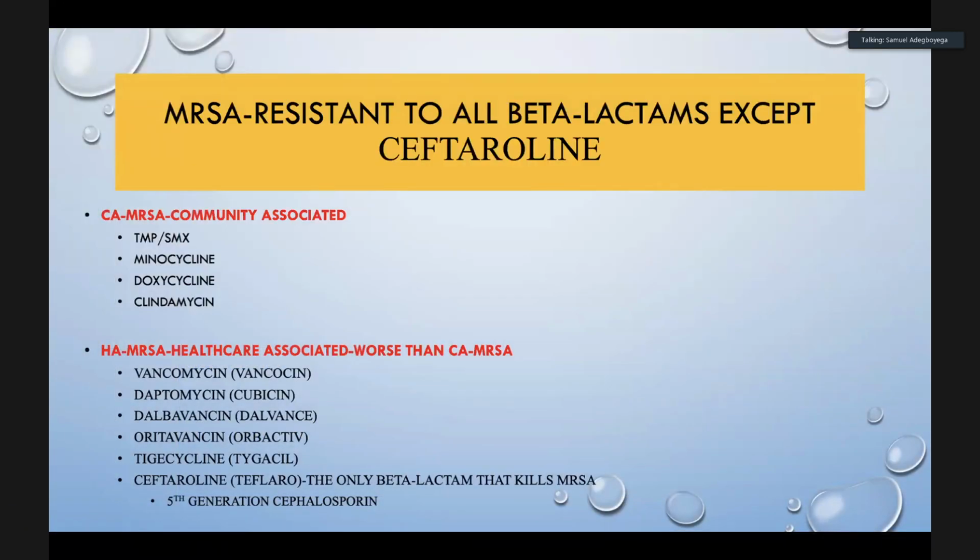I hope you guys know this already. When it comes to your CA-MRSA, basically these antibiotics would kill it: Bactrim, doxycycline, clindamycin. But if it's HA-MRSA, then you've got to go into this area: vancomycin, daptomycin, dalbavancin, oritavancin, tigecycline, and Teflaro, which is your ceftaroline.